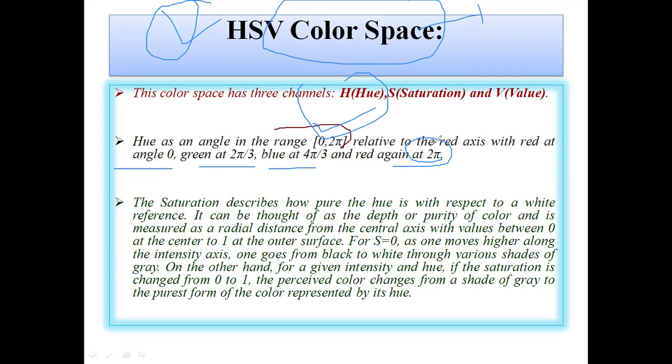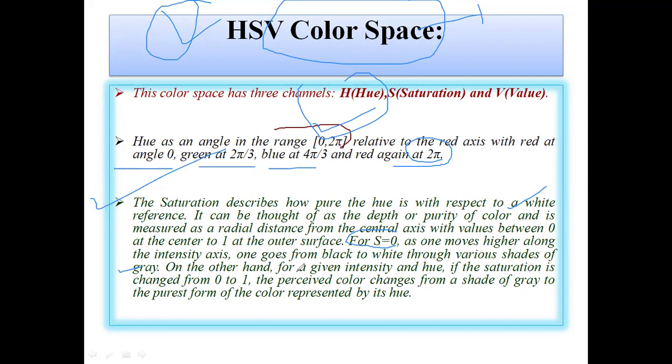Then saturation describes how pure the hue is with respect to a white reference. It can be thought of as the depth of purity of color and is measured as a radial distance from the central axis, with values between 0 at the center to 1 at the outer surface. For S equal to 0, as one moves higher along the intensity axis, one goes from black to white through various shades of gray.